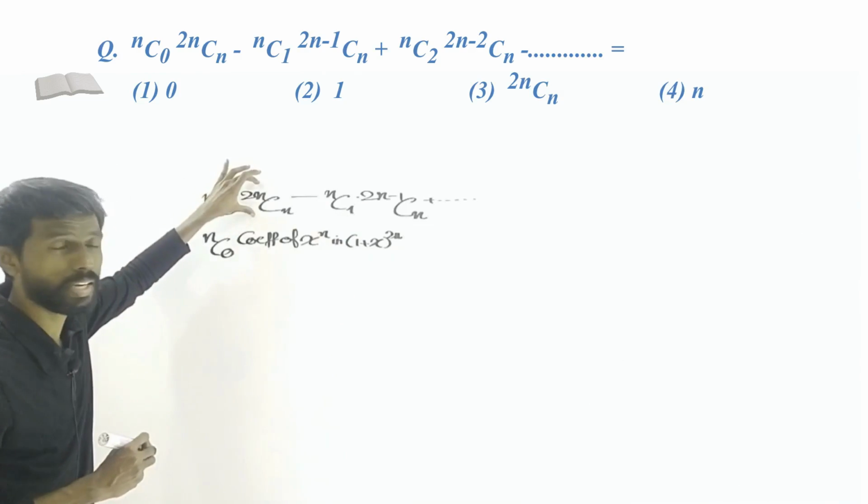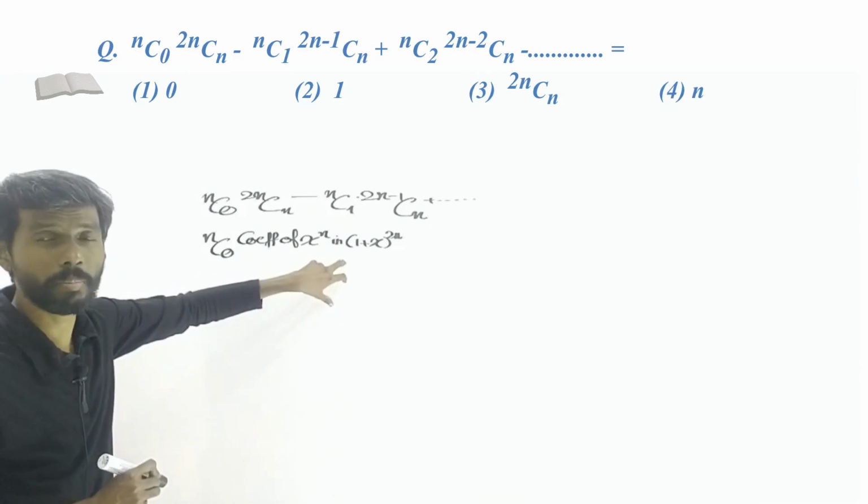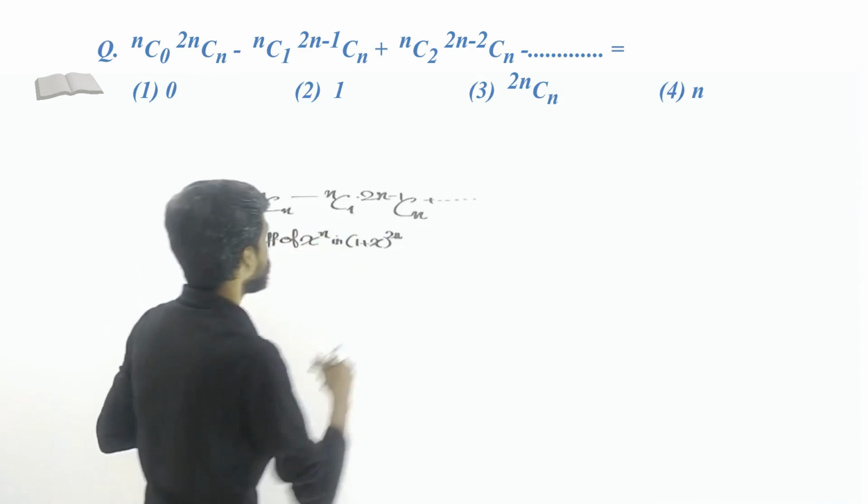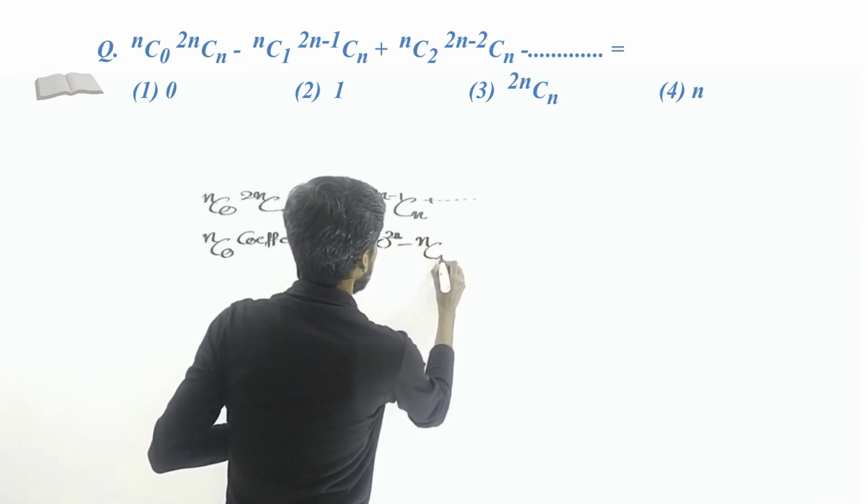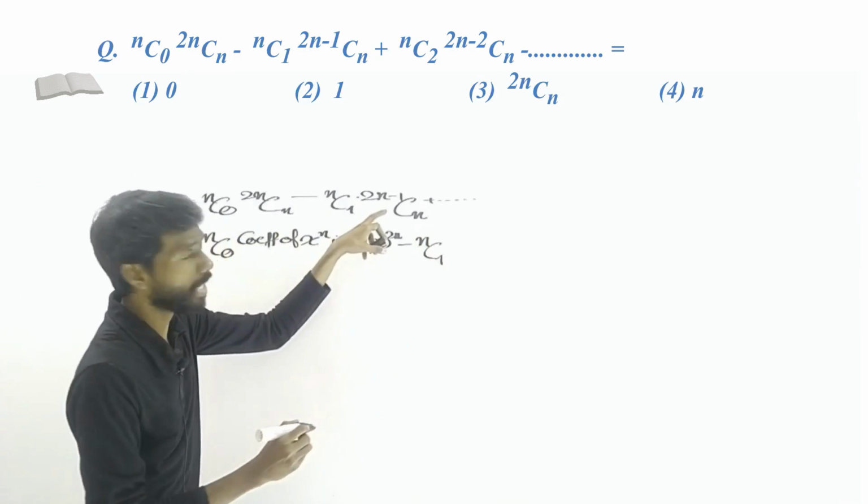So instead of 2nCn, we write the coefficient of x to the power n in (1 plus x) to the power 2n. Similarly, what is the next term? Minus nC1 multiplied by, what is 2n minus 1 Cn minus 1?